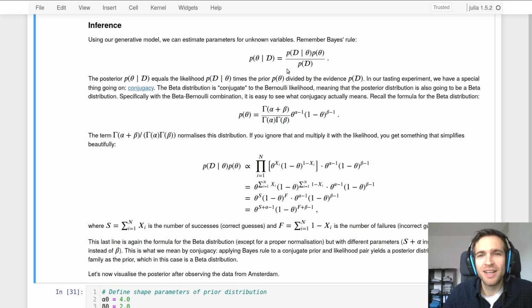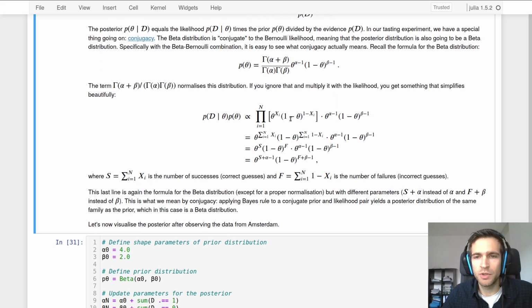Normally, in certain special relationships between likelihoods and priors, you don't compute the evidence. Actually, you're going to end up with a particular known form for the posterior distribution, and then you can renormalize with a known normalization term. And in this example, in this beer tasting experiment, we have one of those special relationships. It's called conjugacy, and the beta prior distribution is actually conjugate to the Bernoulli likelihood function. And I'll show you what that means.